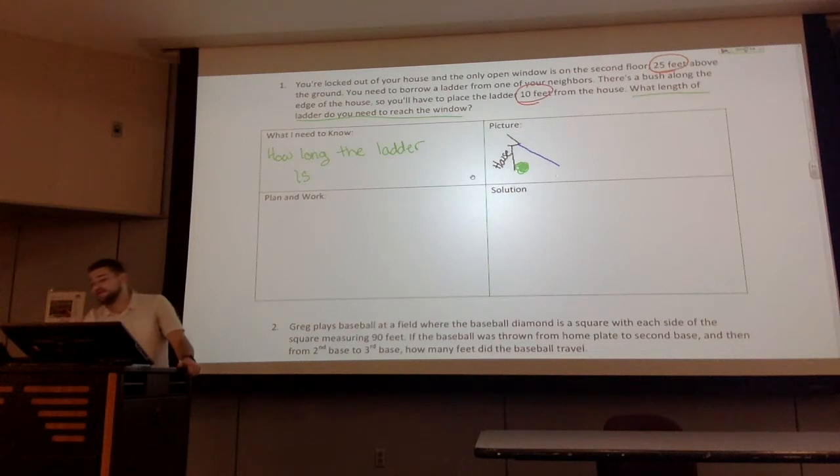If we connect the house to the ladder, we see that it forms a right triangle. So we're able to use the Pythagorean theorem to find the length of the ladder. Because the ladder is placed 10 feet away, I can label this bottom side 10 feet. And it tells us that the window is 25 feet above the ground.